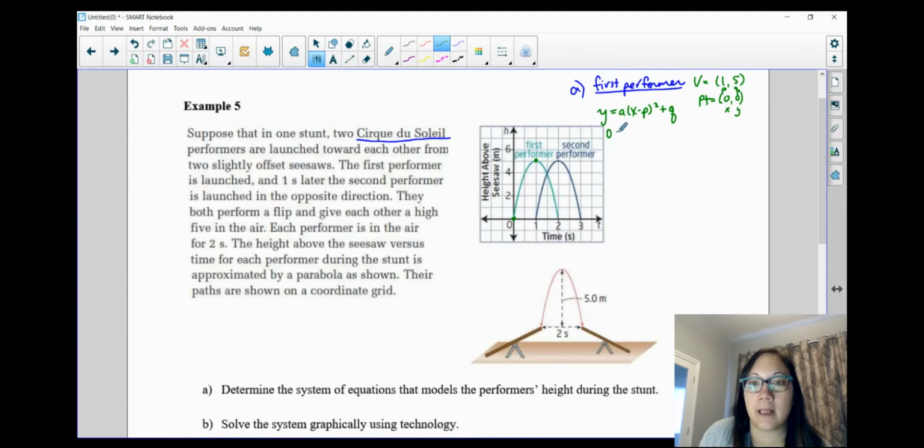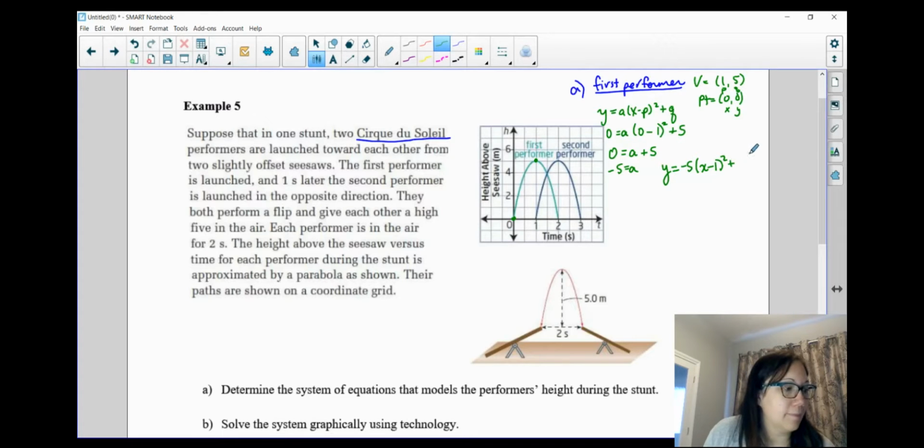So instead of Y, I'm going to write 0. Instead of X, I'm going to write 0 minus 1 instead of the P, and then that's all squared, and then plus Q means plus 5. So now I have my equation starting to look a little bit simpler. 0 minus 1 is negative 1. Negative 1 squared is just 1. So this is 1A. I don't even need to write the 1. And I end up getting a negative 5 for A. And that makes sense. I should get a negative value. This is a parabola that opens down. So the equation for my first performer is y equals negative 5, x minus 1 all squared plus 5.